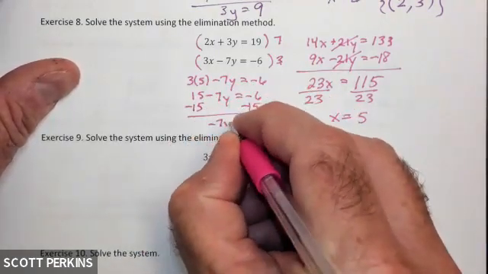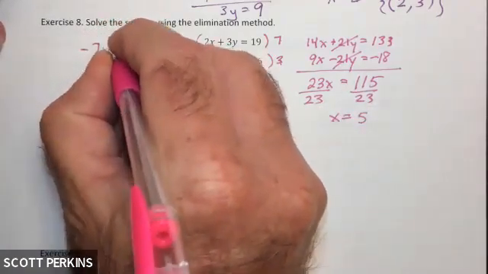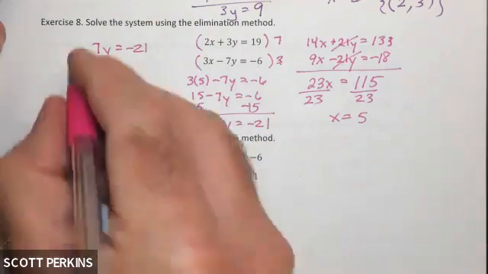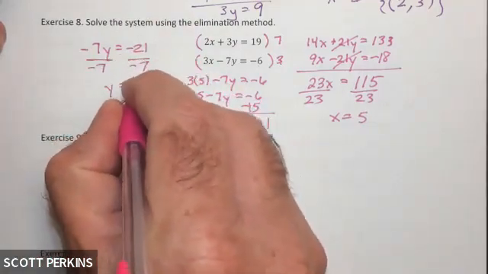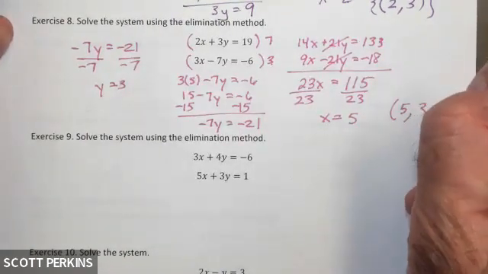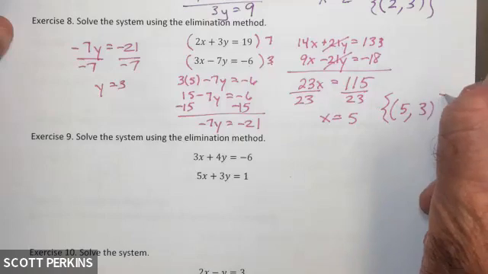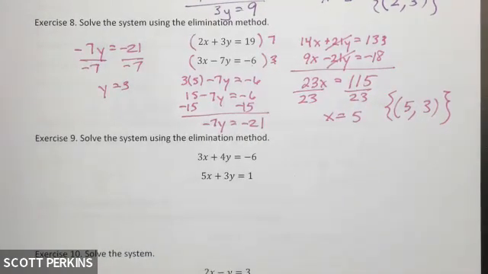So I have -7y is equal to -21. And when I divide by -7, the y value is 3. So my ordered pair is the x value is 5, the y value is 3, and then we'll put some braces around it, and there we go.